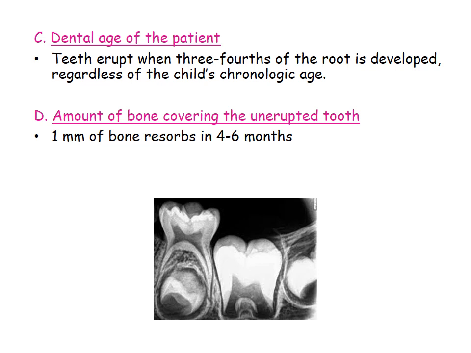The dental age of the patient: if the tooth has already developed three-quarters of its root, regardless of the patient's chronological age, the tooth will erupt soon. The amount of bone covering the unerupted permanent tooth is also important, as 1 mm of bone resorbs in 4 to 6 months. So if the thickness of bone above the permanent tooth bud is more, it will take more time, and hence a space maintainer is required.